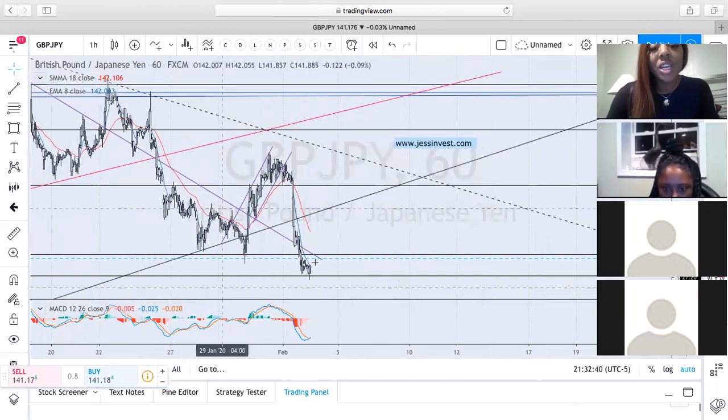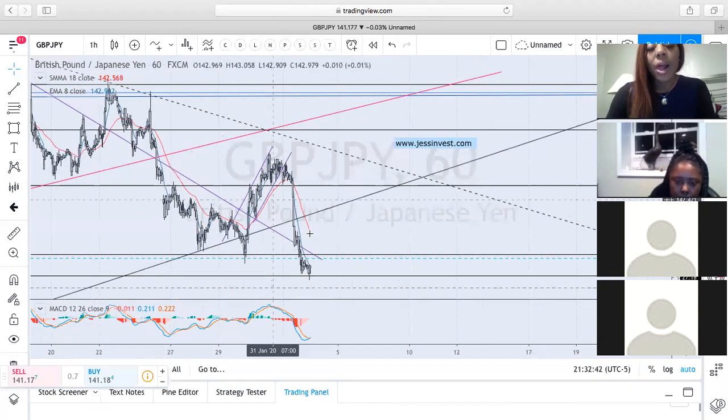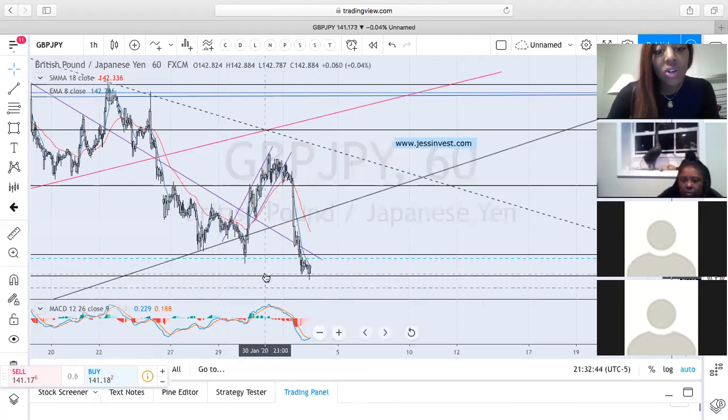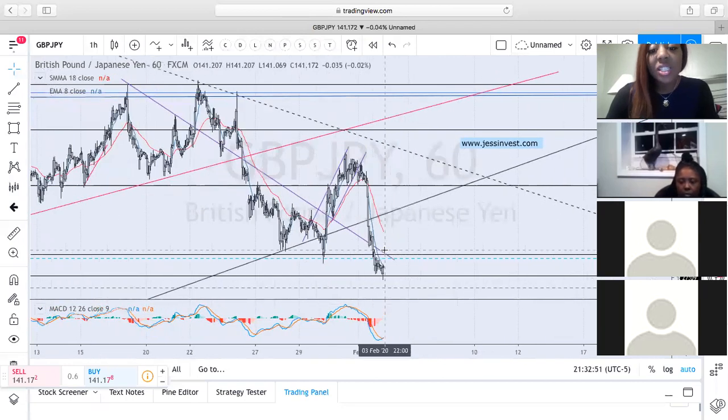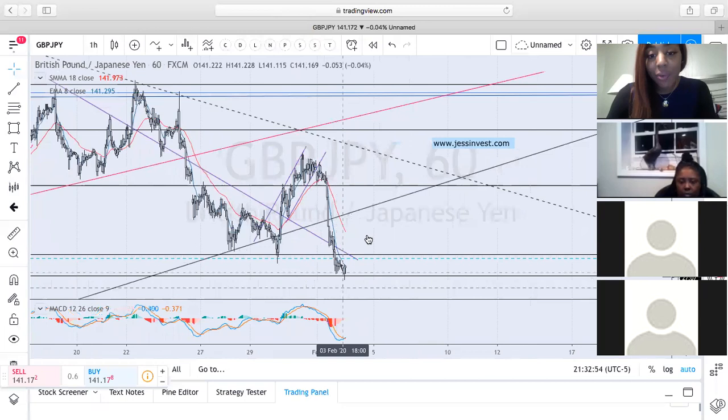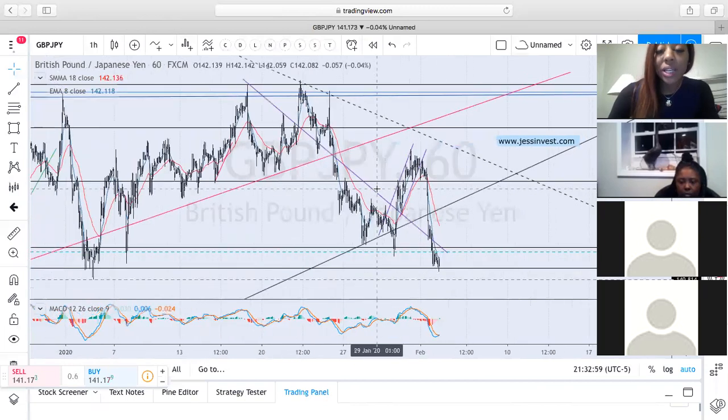So yeah, GJ, same thing. We're at a strong demand level right now, so I'm expecting this to definitely push up to the upside. Just like GU, I want to see it push up at least to this point right here, the back of a trend line. And then we'll see where price is going to go next.